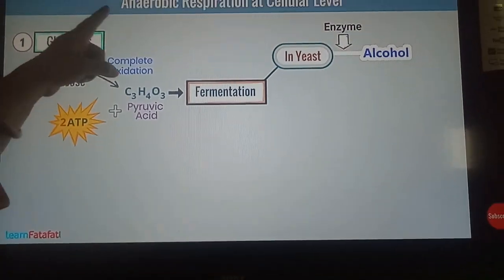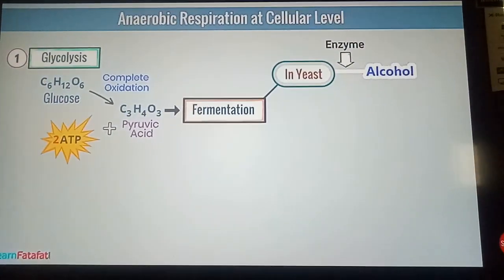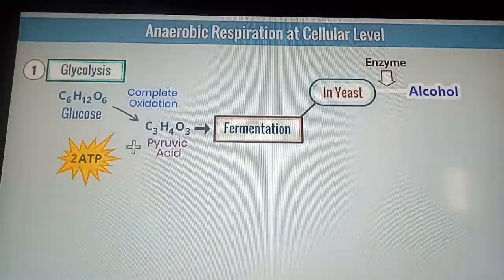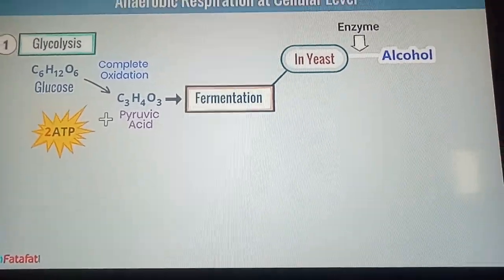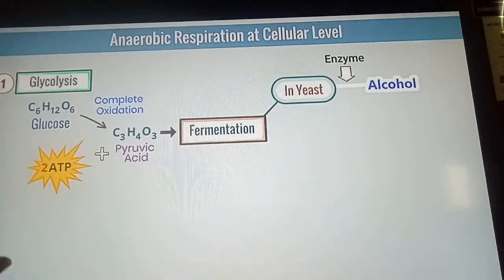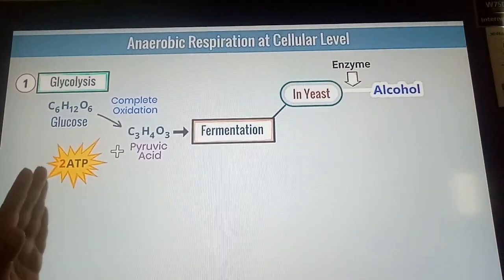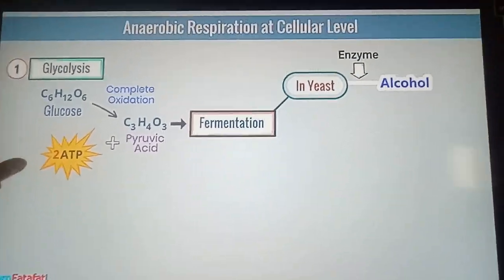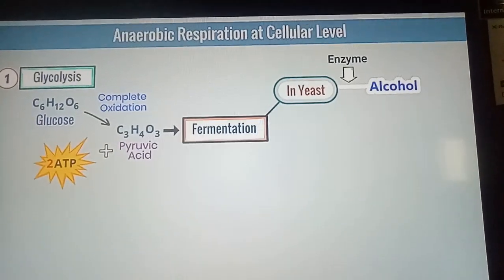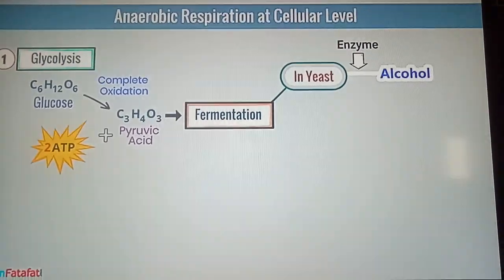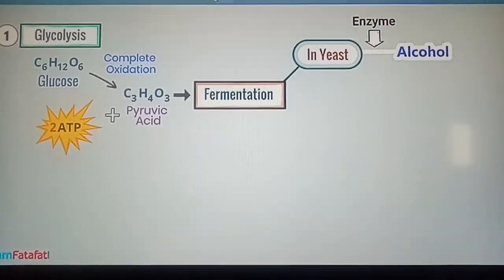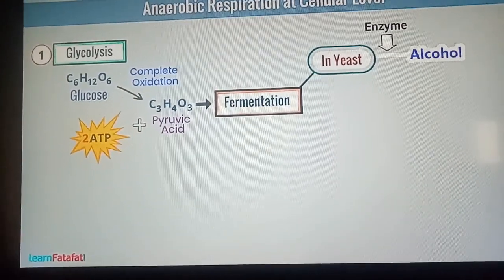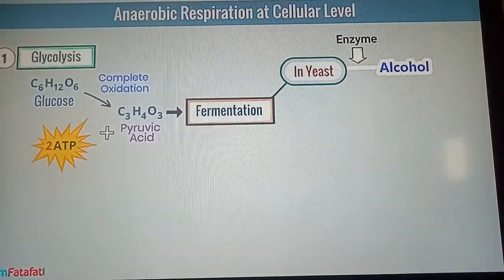Now we'll study anaerobic respiration. In the beginning I told you, it happens in the absence of oxygen. So here oxygen is not needed. There is no oxygen present here. This whole process takes place only in the cytoplasm. Here the role of mitochondria is not there. The whole reaction happens only in the cytoplasm.